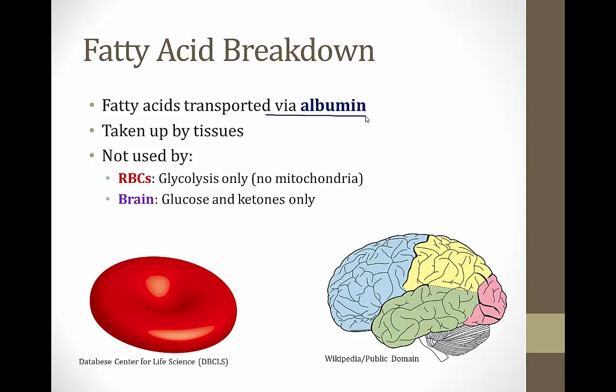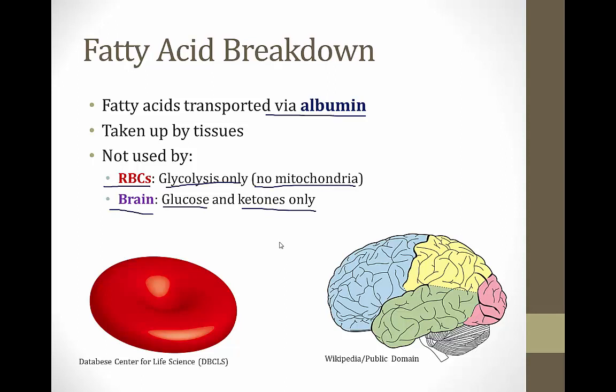There are two important tissues that do not use fatty acids for energy that you should always remember, especially for step one. Red blood cells conduct only glycolysis. They lack mitochondria, and they cannot conduct other metabolic pathways, including beta oxidation of fatty acids. And then finally, the brain does not use fatty acids as a source of energy. It uses glucose and ketone bodies only. The reasons for this are poorly understood. It used to be believed that fatty acids could not cross the blood-brain barrier.